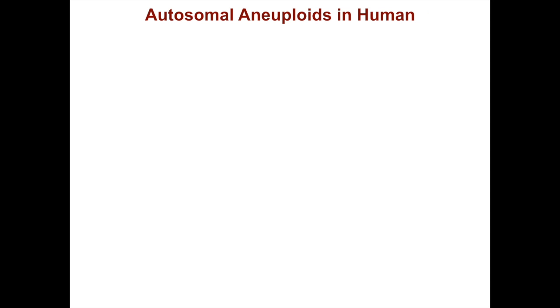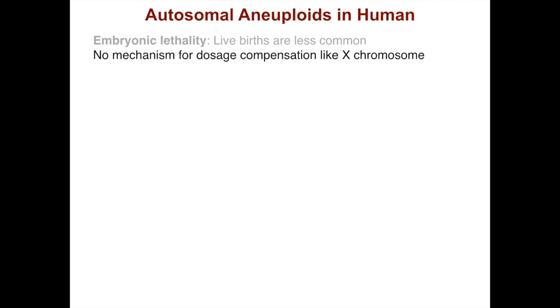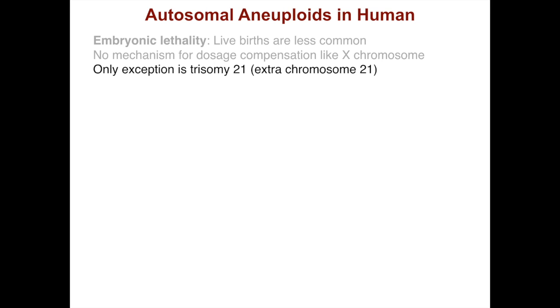Autosomal aneuploidy also occurs in humans. These usually result in embryonic lethality. Therefore, live births of people with these chromosomal anomalies are less common. And this is because there is no mechanism for dosage compensation in autosomes like there is for the X chromosome. The only exception is trisomy 21, which is an extra chromosome 21.